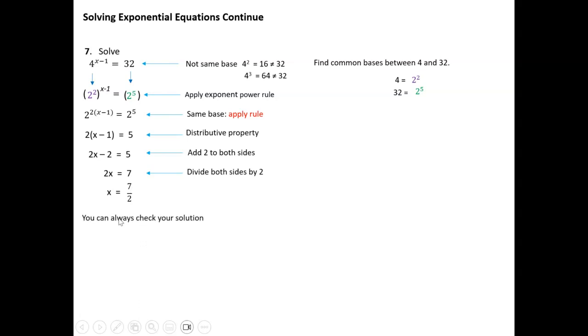And again, that's the result, and we can always check our work. We're going to plug in 7 over 2 for the x's. 7 over 2 minus 1 will give us 5 over 2 as the exponent. If we put that on the calculator, guys, it's going to give us 32. So we know that 32 equals 32. So we know that's my answer.